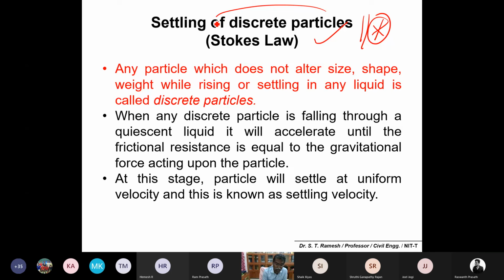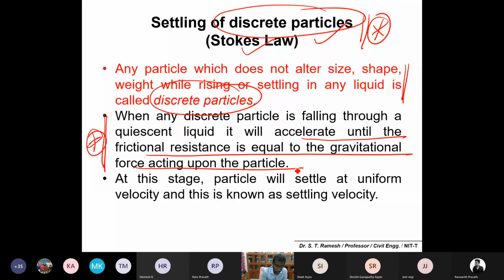Please remember, when any discrete particle is falling in a viscous liquid, it will accelerate until the frictional resistance is equal to the gravitational force acting on the particle. Please make a note on this. If you equate frictional resistance to the gravitational force, you can automatically calculate the settling velocity of the discrete particle.